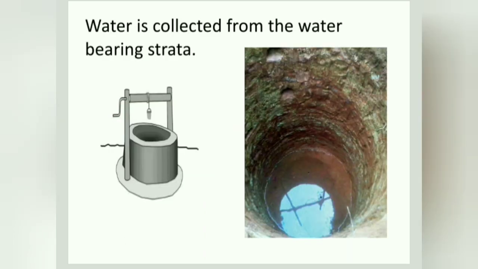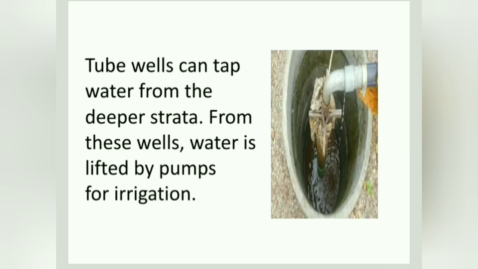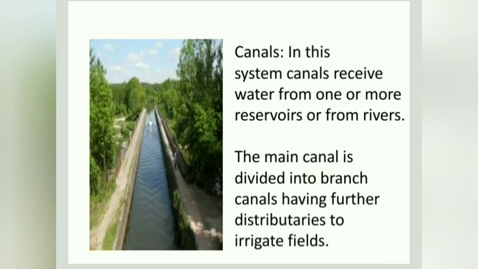Here you can see the image of the dug well. Water is collected from the water bearing strata. So tube wells can tap the water from the deeper strata. From these wells, water is lifted by pumps for irrigation. The next system is canal system. In this system, we receive water from one or more reservoirs or from rivers. The main canal will bring the water from the river and it divides into many branches and it will take the water to the fields for irrigation.